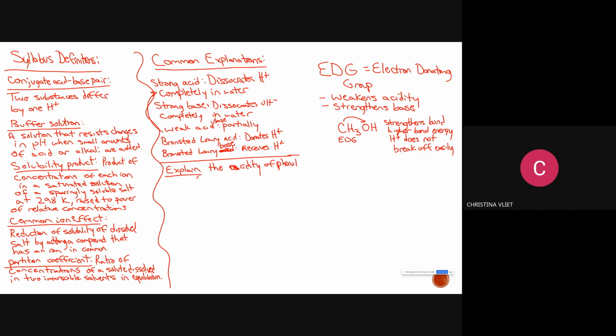It's a stronger base. So remember, weaker acids are stronger bases for the same reasons. And so what about an EWG? What does that do? EWG, which is an electron withdrawing group. Electron withdrawing groups have high electronegativity. They pull the electron cloud away, and so they will always make a stronger acid and a weaker base.